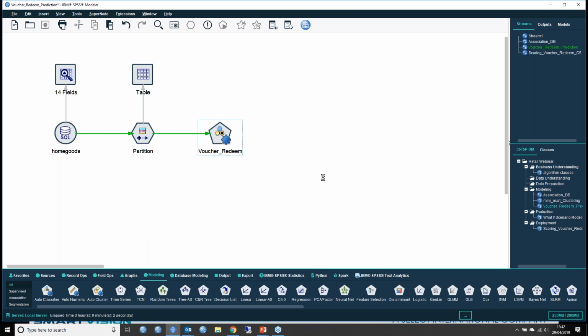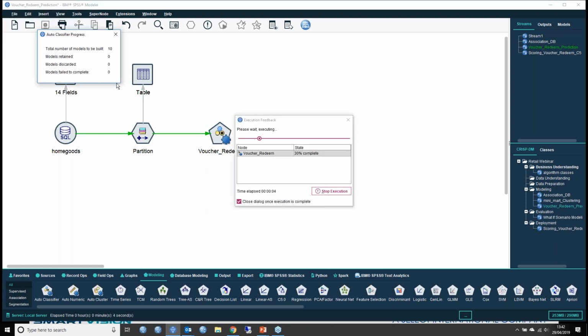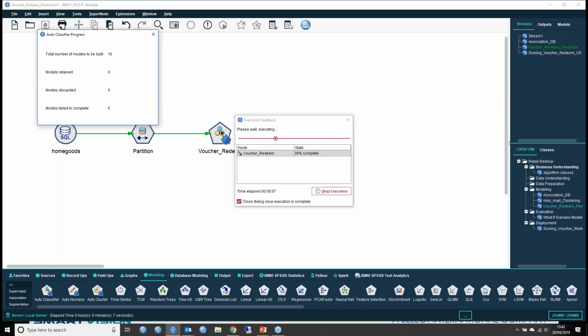So if I run that procedure, it takes about a minute to run. And you'll see a little box pop up in a second that says it's going to build 10 models. You can see the amount of time. And there are different criteria we can use. There's more than one way you can select the best model: based upon overall accuracy, or upon the speed with which you build the models, or upon profitability values.